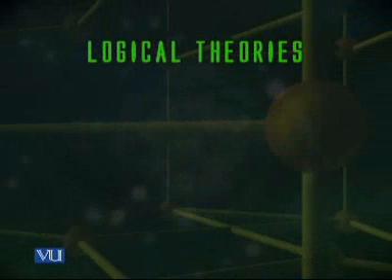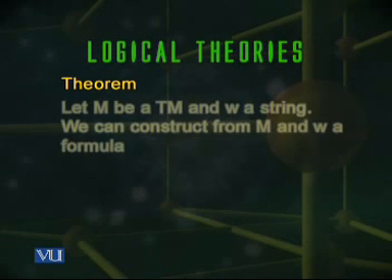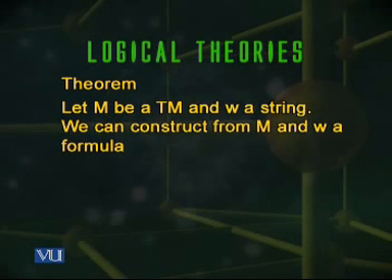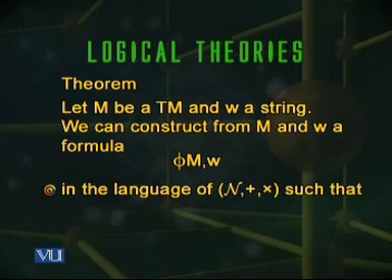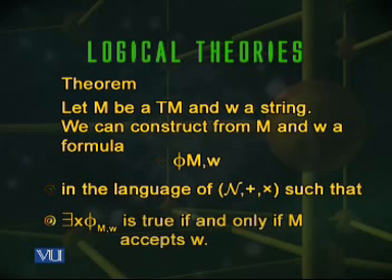Let's continue. In order to prove that number theory is not decidable, we will need this auxiliary theorem. This theorem says: let M be a Turing machine and w be a string. Then we can construct from M and w a formula phi sub M,w, so this formula will depend on M and w, in the language of number theory such that there exists x phi_{M,w}(x) is true if and only if M accepts w.